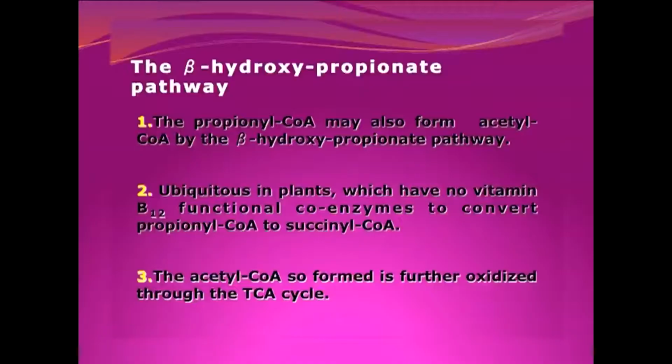Now the methylmalonate pathway takes place in those organisms in which there is coenzyme B12. But in case of those organisms in which coenzyme B12 is not present, for example in plants, we have the beta-hydroxypropionate pathway, in which the propionyl-CoA generated out of the beta oxidation of odd chain fatty acids gets directly converted to acetyl-CoA, and this acetyl-CoA then enters the TCA cycle and gets further oxidized.